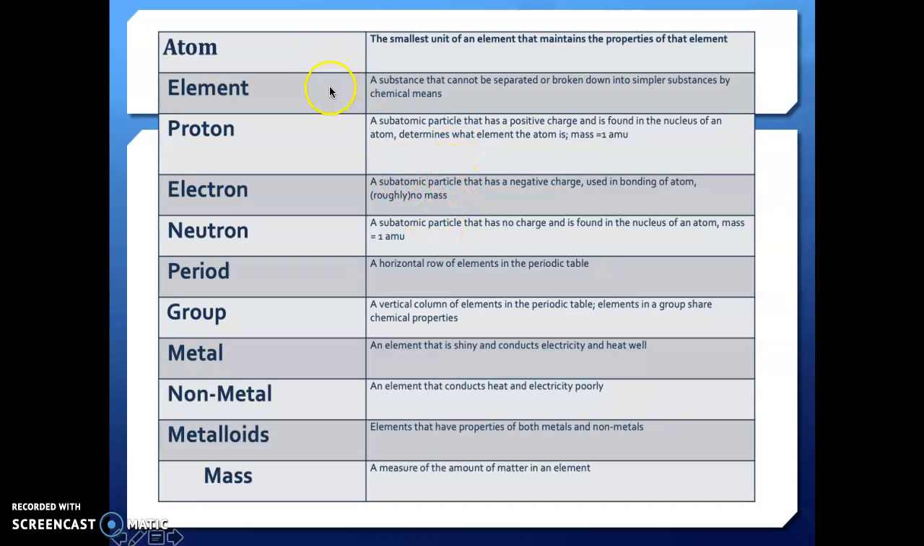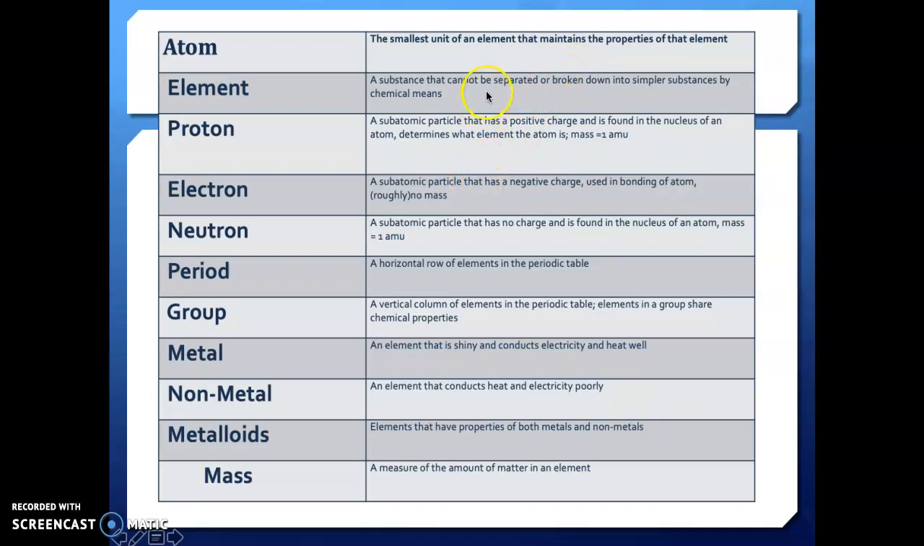Atom and element. Okay, so an atom is the smallest unit of an element that keeps the properties. Meaning, for example, carbon has 6 protons. If I were to take those protons and break them up, it would not be carbon anymore, and it would no longer have the properties of carbon. Every atom of carbon has 6 protons. So if I change protons, I would change the type of atom that's there. So I can't break it up any smaller.